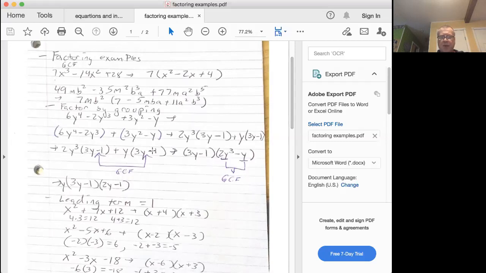Okay? So now, since the 3y minus 1 is here and here, it's a greatest common factor. So we factor that greatest common factor out, and that gives us 2y to the third minus y left over. Now, this doesn't always happen, but if I look carefully, the 2y to the third and the minus y have a common factor of y. So I'm going to factor that y out of this set of terms as well. So we factor the y out, put it in front. That gives us 3y minus 1, our first greatest common factor. And then the 2y squared minus 1 comes from factoring the y out of here and here.